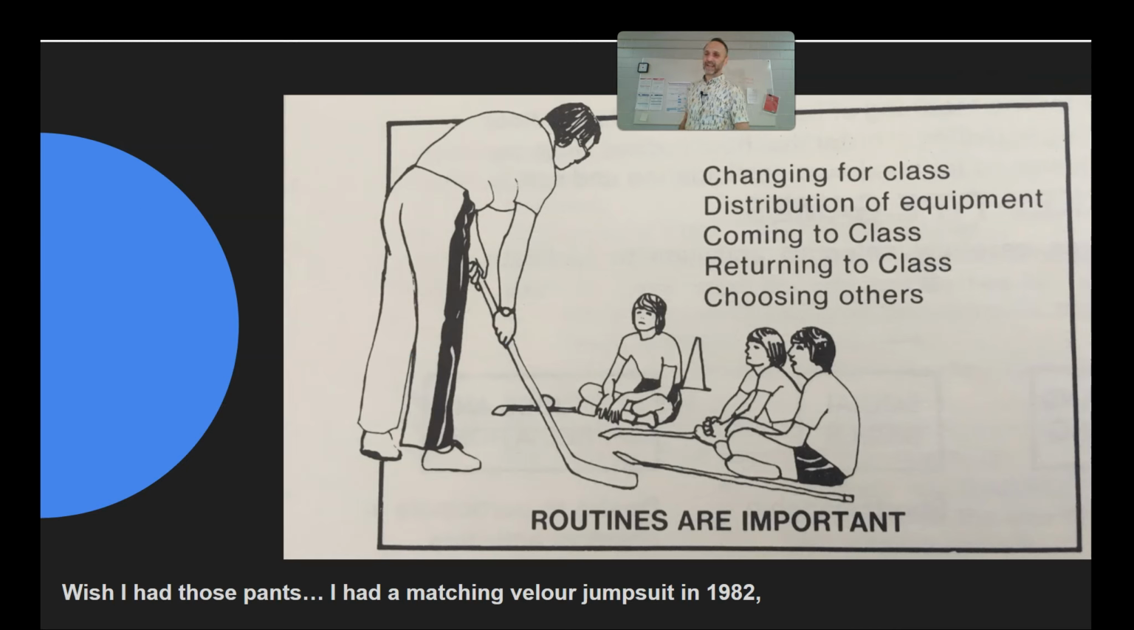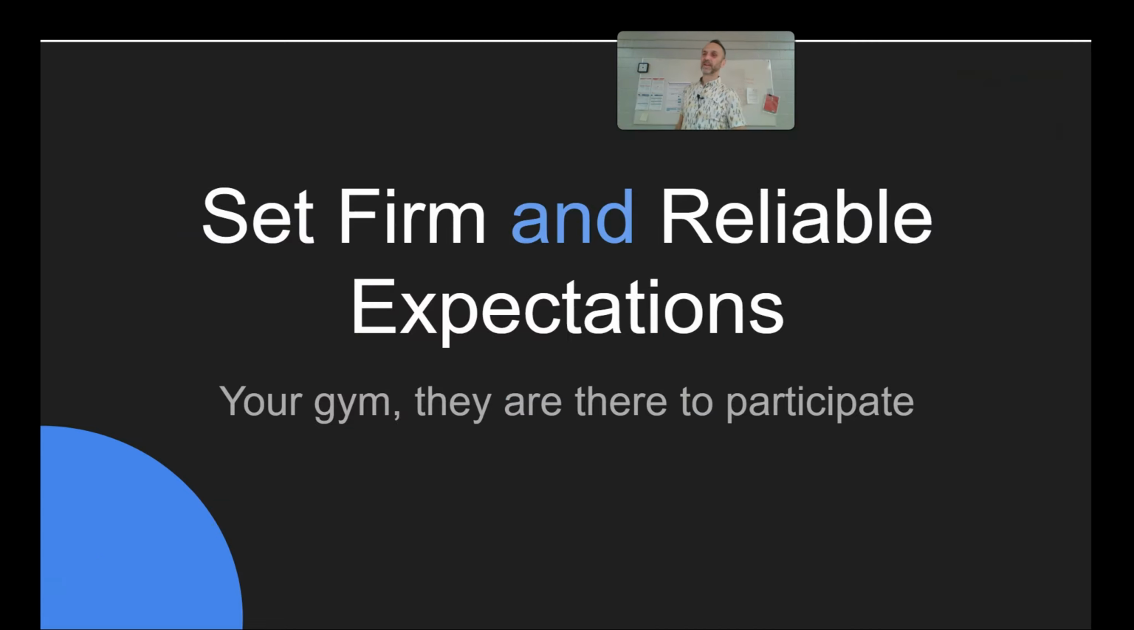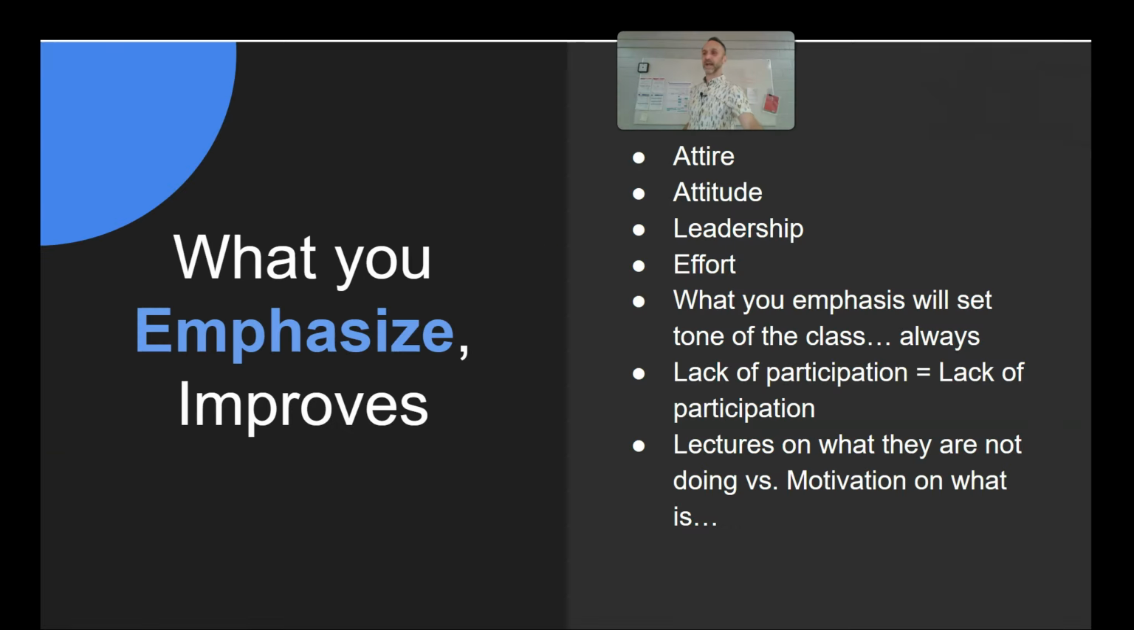So these are some ideas. Again, I love these little pictures, they're brilliant. That's why I love putting them in here. So what is it that you're really going to value? Set firm and reliable expectations. Again, this is a safety thing. Your gym is part of it. So if kids are running everywhere, you need to modify that if you're not comfortable watching what you're seeing. So modify that and see what happens as we go.